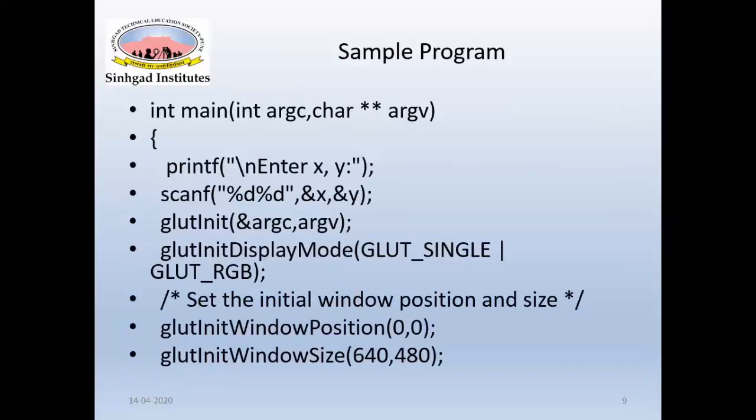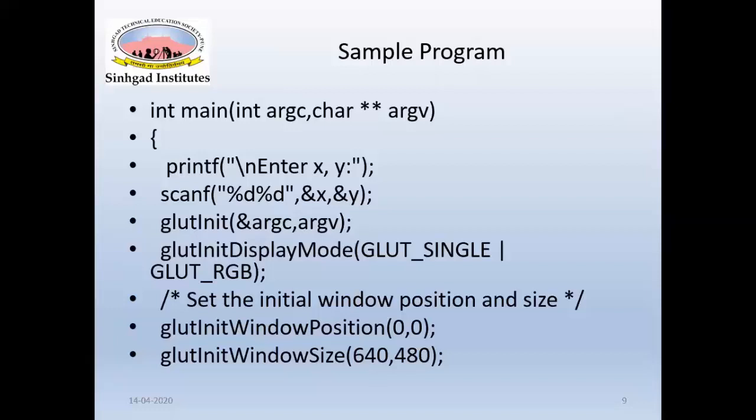Then we are having our main function. We are going to print the statement, enter the value for x and y, that is getting scanned inside x and y. Then glutInit will initialize the graphics drivers and graphic modes. glutInitDisplayMode will get the values of GLUT_SINGLE and GLUT_RGB, that is we are going to draw our 2-dimensional object in simple RGB mode and in single mode, which doesn't have any animation.